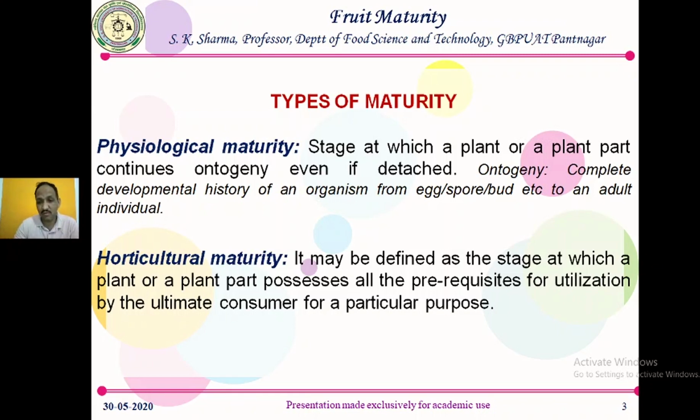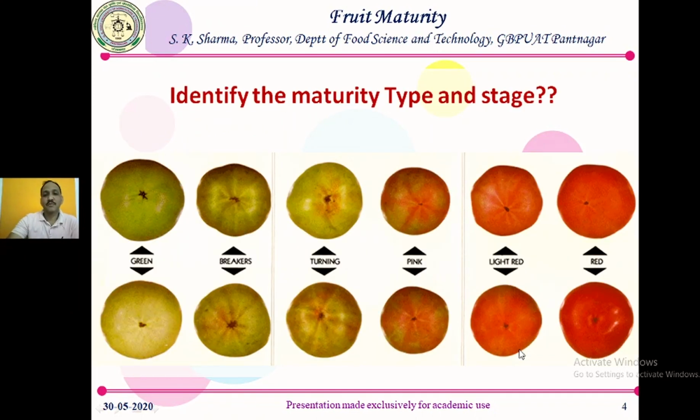For long distance it will be like the turning stage or the pink stage, but for the kitchen garden it will be all ripe red. So in this particular case the consumers are different, so the purpose is also different. In the previous example of mango, the consumer was the same but the purpose was different. So what is important is how the consumer is going to consume, and that will decide the horticultural maturity. Fine. Okay, now let's move ahead.